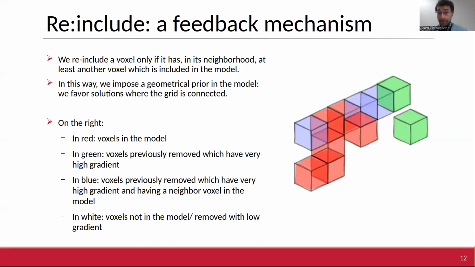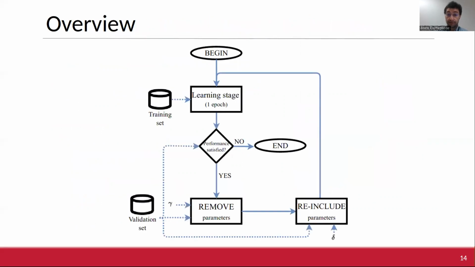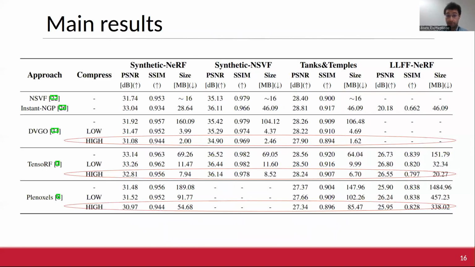Take the figure as an example. In red, we have the voxels in the model. In green, the voxel with a high gradient, which wants to be reincluded. And in blue, the candidates for reinclusion, which are also neighbors of voxels already in the model. Intuitively, we need to iterate this search process in order to find all the connected voxels satisfying both the conditions. In general, we iterate between the phase of removal and the reinclusion, and they are governed by two hyperparameters: gamma, which tells us how much to remove, and delta, which sets a threshold to reinclude.